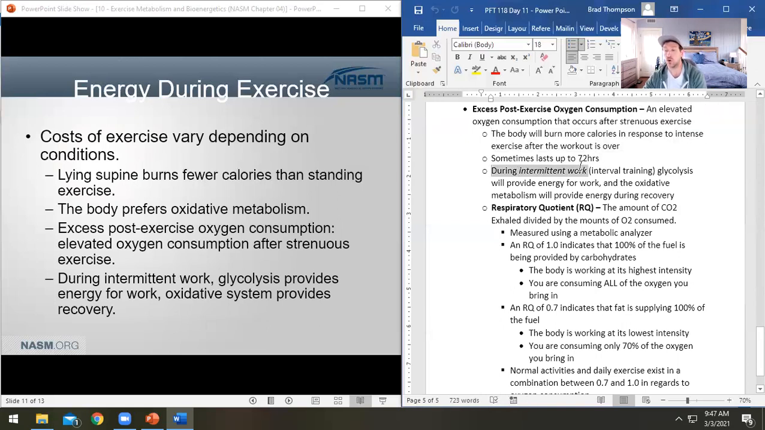So during intermittent work, like we talk about interval training, right? Glycolysis will provide you the energy to do the high intensity, maximum effort stuff. So glycolysis gives you the energy during your sprints, but then you're recovering afterwards in your oxidative metabolism. So your oxidative metabolism's recovering afterwards. One of my favorite ways to do this that is just incredibly simple is just get on a treadmill, do a 20-second sprint, recover for 40 seconds, repeat, 10, maybe 15 rounds at the most.